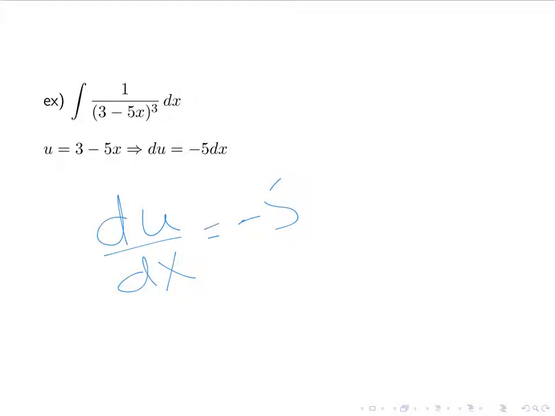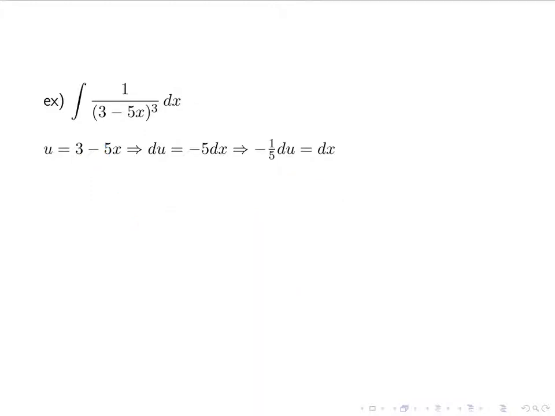Don't forget that negative. A lot of people will just drop that negative, so that negative is still there. And then move the dx over. So we typically skip this middle step. So du equals -5 dx. And again, in my integral, I have 1 dx. So I want to get rid of that 5, so I'm going to divide by it. And I'm going to get rid of the negative as well. So I'm going to get rid of that negative 5 by dividing by it. So negative 1 over 5 du equals dx.